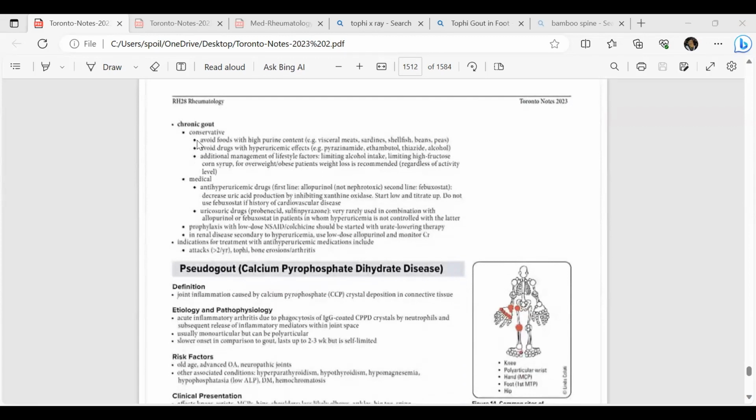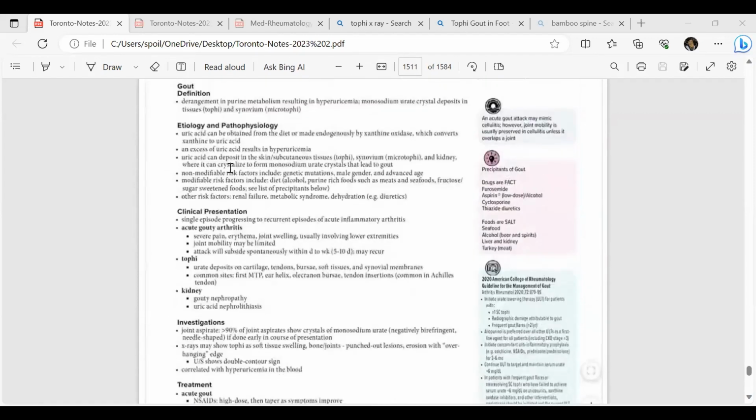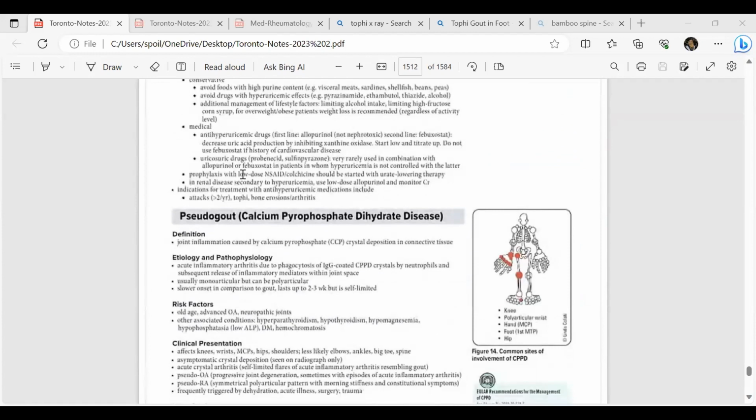Now, chronic gout, conservative treatment: avoid foods with high purine content, avoid drugs with hyperuricemic effects, that is pyrazinamide, ethambutol, thiazide, and alcohol. These are used for TB also. Additional management of lifestyle factors: limiting alcohol intake, limiting high fructose corn syrup because it is sugary. Sugar-sweetened foods raise fructose levels. For overweight or obese patients, weight loss is recommended regardless of activity level.